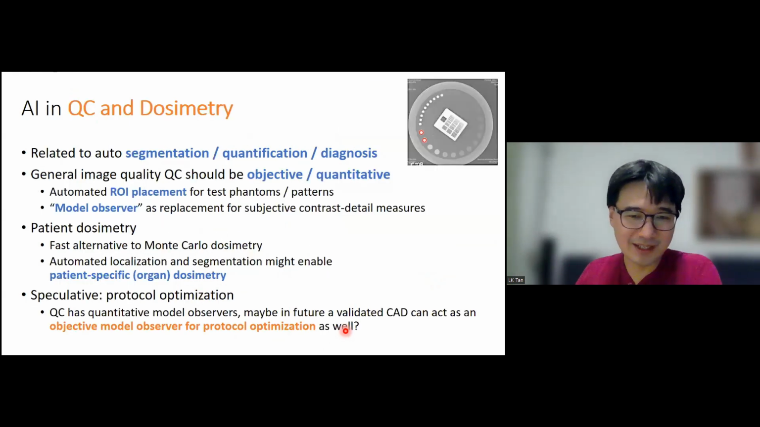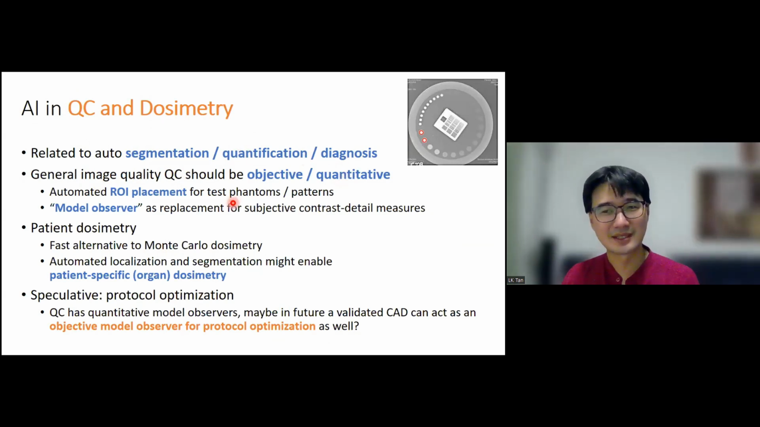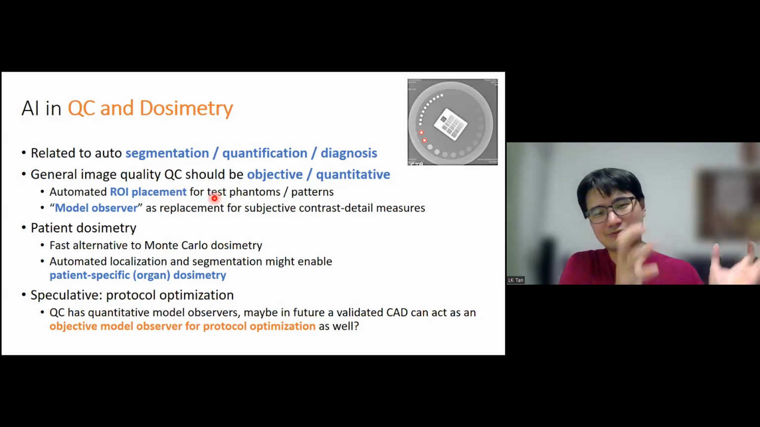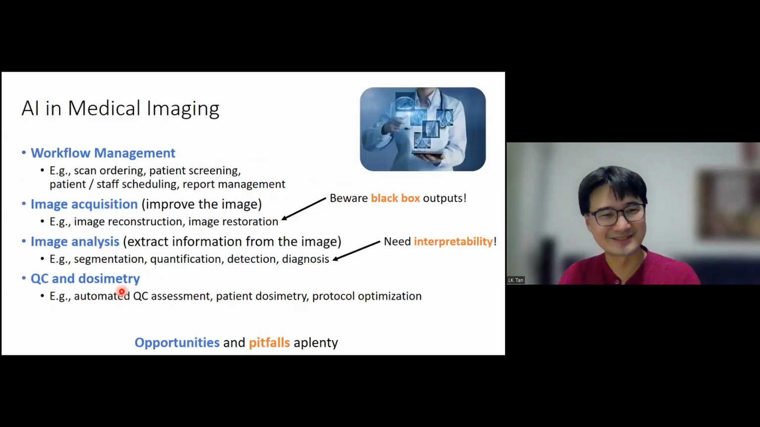Okay, now the last part, which is very quick, AI and QC and dosimetry. This is rather specific, so I won't go too much, but it's very related to the previous topics as well. And it really just looks at how we can improve QC of the machines as well as how to better estimate the patient's dose inside there. I'll just skip this one.